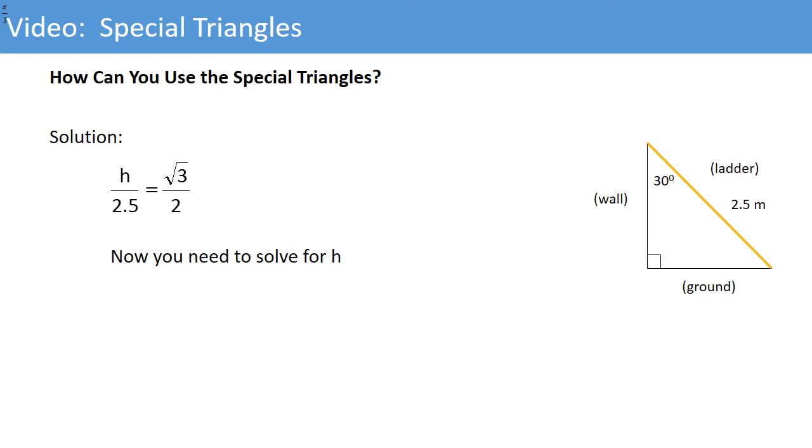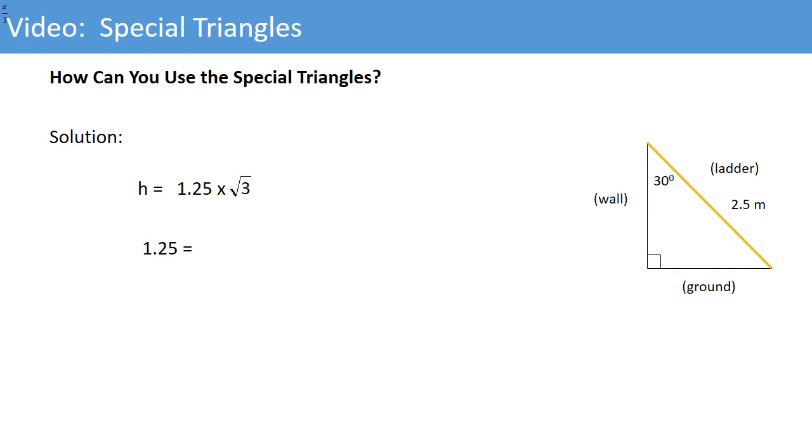Just to recap, we're going to solve for h by, you've got it, cross multiplying. h equals 2.5 times the square root of 3 divided by 2. So h is 1.25 times square root 3, which we got by taking 2.5 and dividing by 2. And now we know that 1.25 can be written as the fraction 5 over 4. So we can replace 1.25 by 5 over 4, and we will get the exact value, 5 times square root 3 divided by 4.